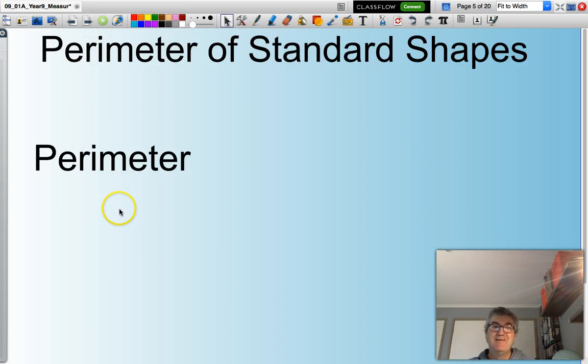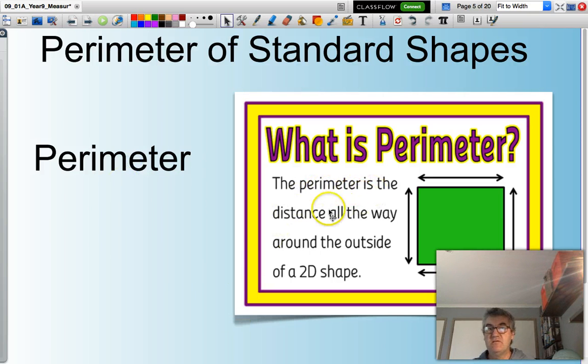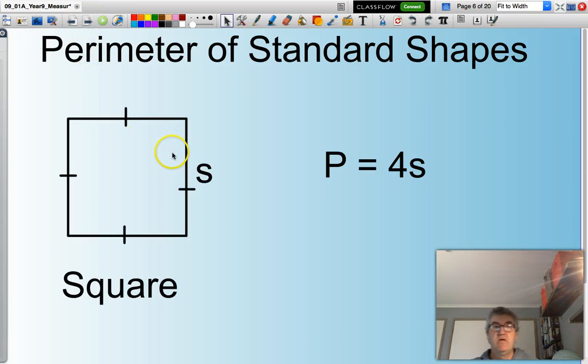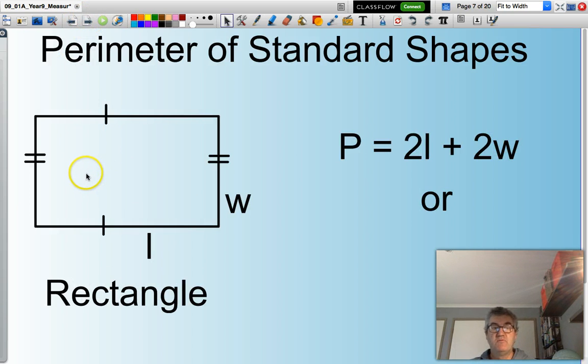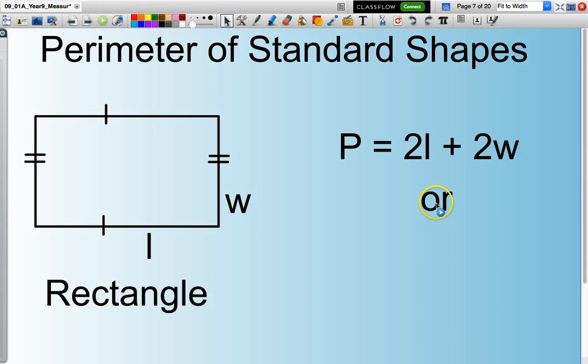Now, perimeter is about the distance around shapes. So this is probably as good a definition as you'll see. The perimeter is the distance all the way around the outside of a two-dimensional shape. Here are some of the standard shapes we would work with. A square, the perimeter is effectively 4 times the length of one side. That is because all 4 sides have the same length in a square. The perimeter for a rectangle is 2 times the length plus 2 times the width. 2L plus 2W, or if you wish to factorize that expression, 2 times the length plus the width.